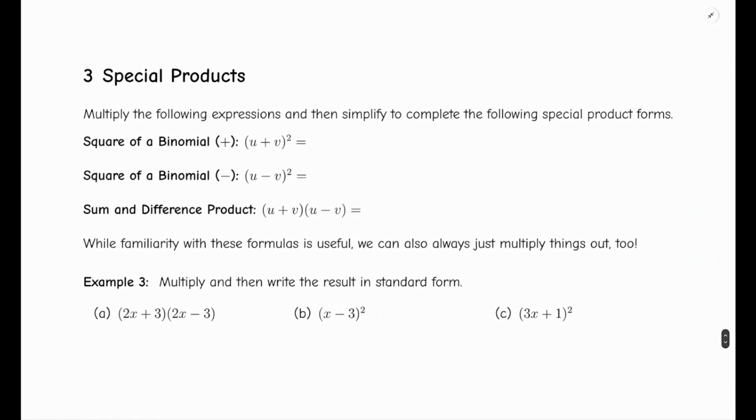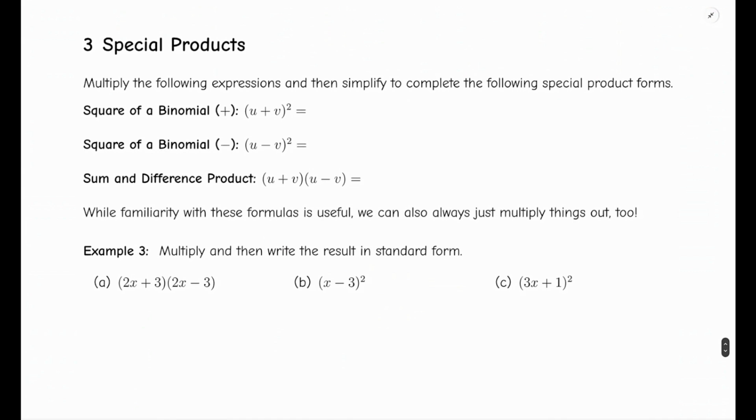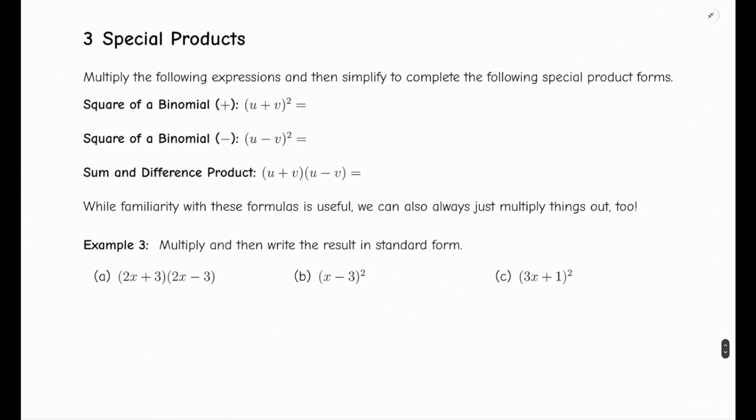Part 3, Special Products. Multiplying the following expressions, then simplify to complete the following special product forms. Square of a binomial. So when you have (u plus v) squared, that actually becomes u squared plus 2uv plus v squared, not u squared plus v squared, which is the most common mistake in this class. They want to distribute the exponent, but you cannot distribute an exponent over a plus sign. Next, when you have (u minus v) squared, that is u squared minus 2uv plus v squared.